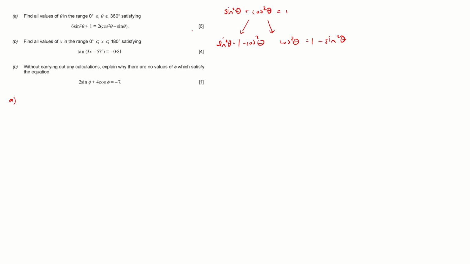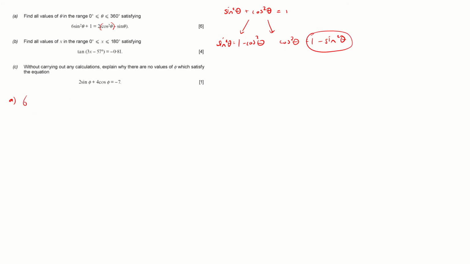Now, if we look at this equation here, I'm going to choose to use one of these identities to make this all either sine or cos. Now, I have a sine squared, and I have a sine, and I have a cos squared. So this is what I'm going to choose to replace, so it is consistently sine throughout. So instead of that, I'm going to put in that.